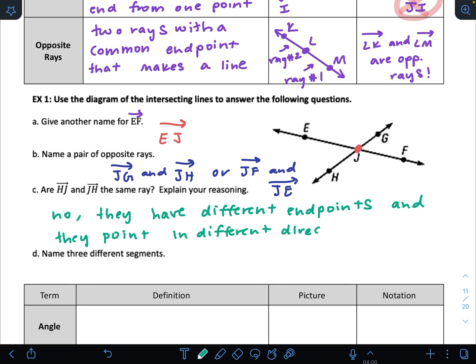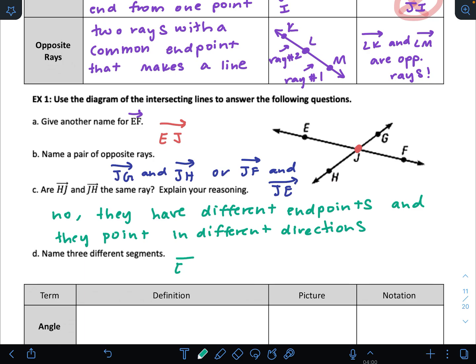They have different endpoints and they point in different directions. And so for a ray to be the same, it'd have to have the same endpoint and point in the same direction. And then lastly, it says name 3 different segments. Well, there are loads of segments on this picture, so you could pick any of those. Those are just line segments.